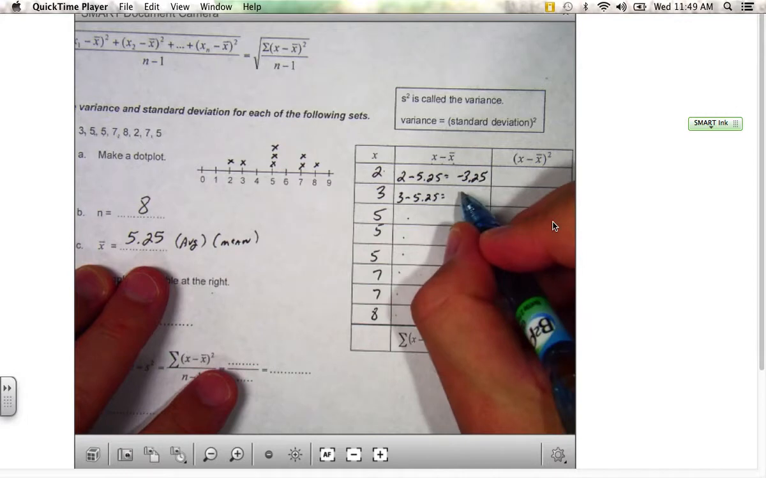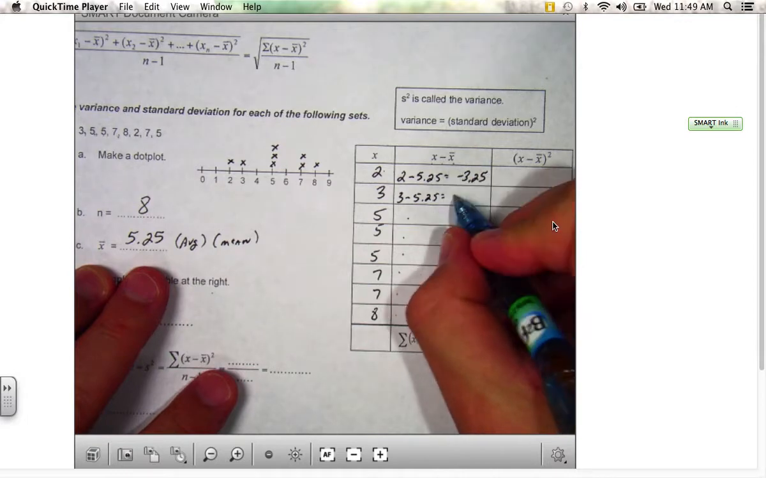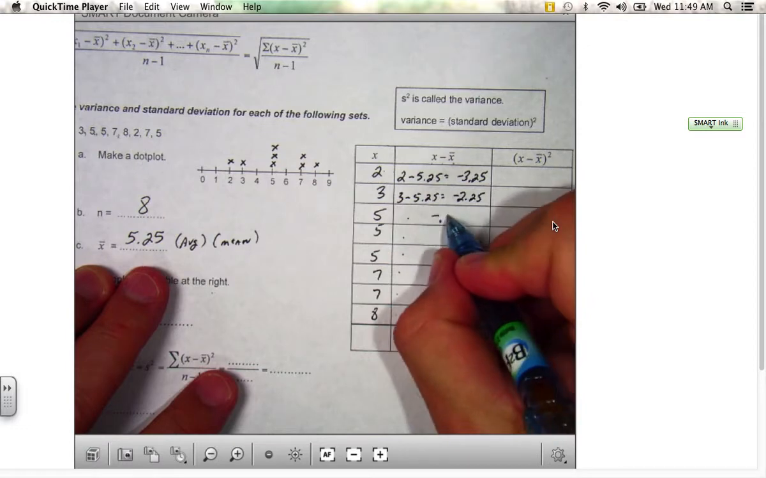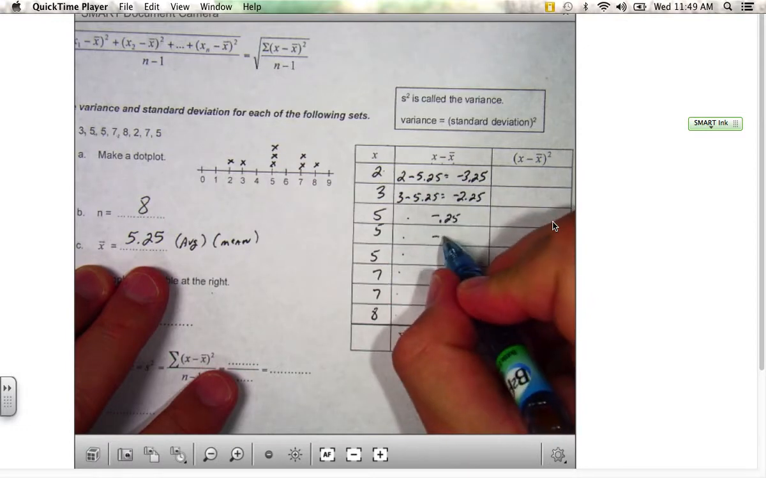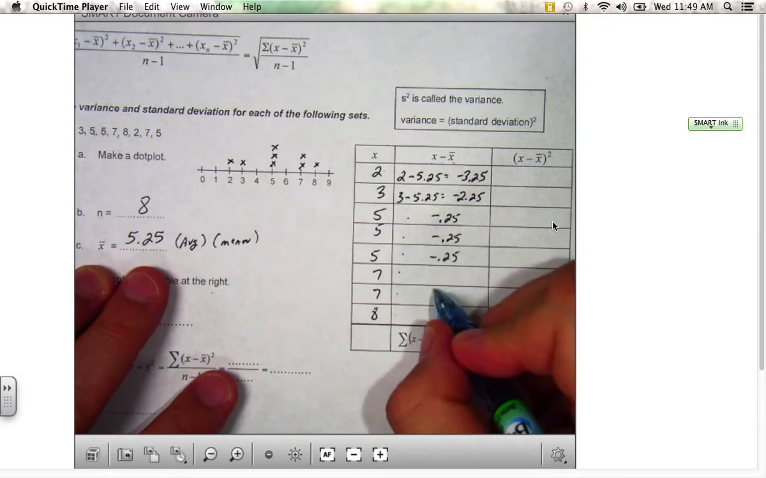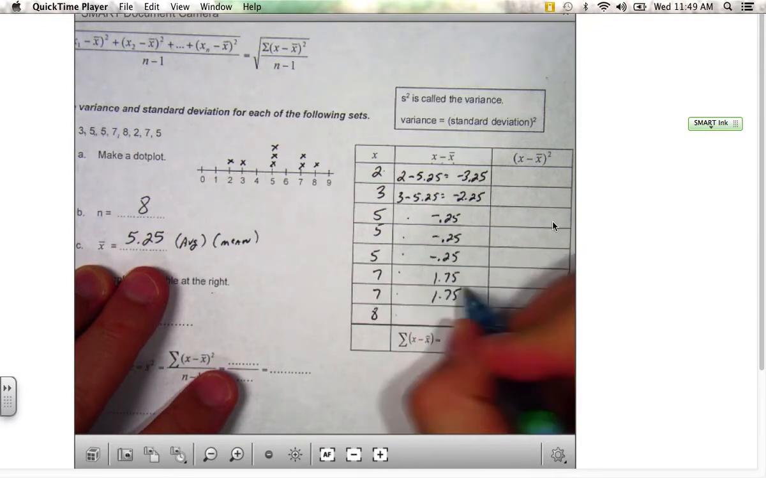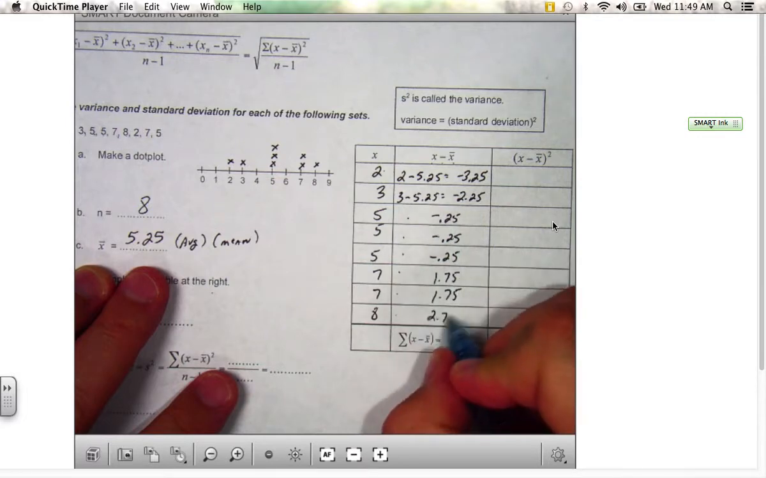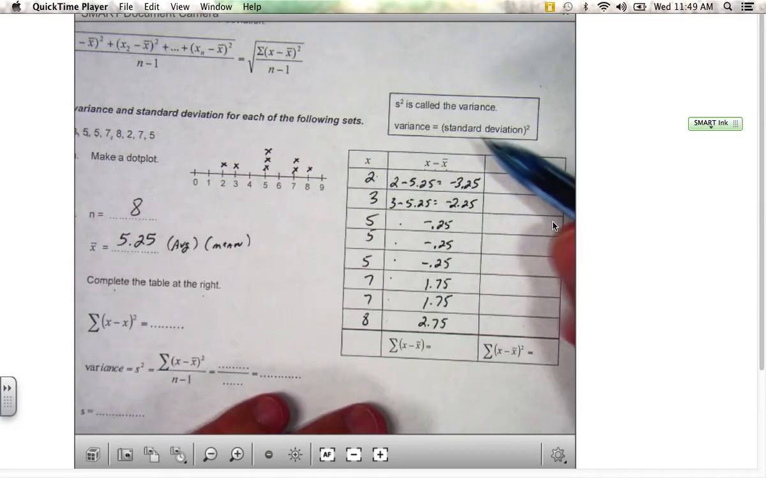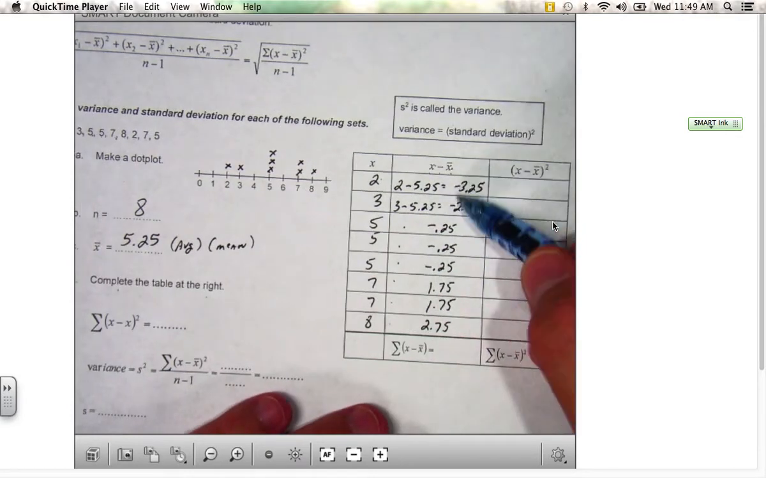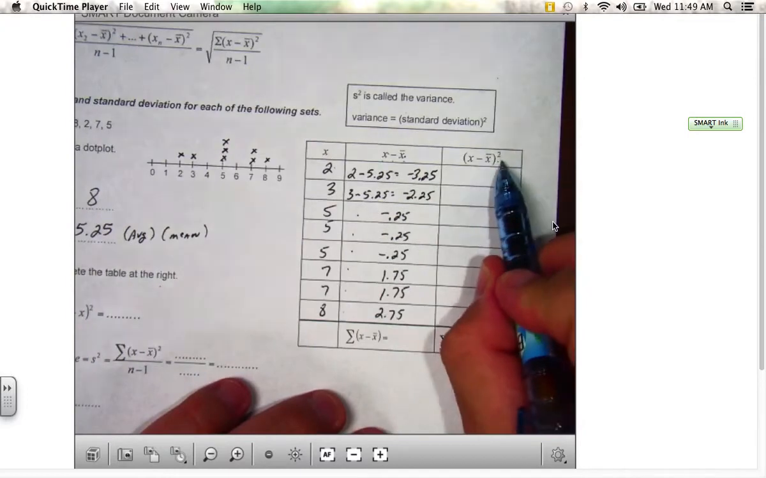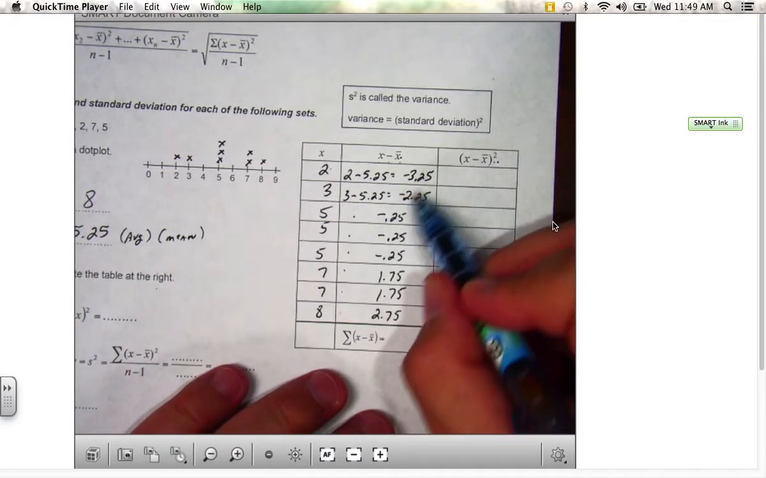This happens to be negative 2.25 and negative 0.25, and this happens to be negative 0.25, negative 0.25. This is 1.75, 1.75, and 2.75. As you can see, I've already calculated these. Now, the next thing you're going to do is, this is x minus your average. What you're going to do now is square that, and when you square it, that makes it positive.